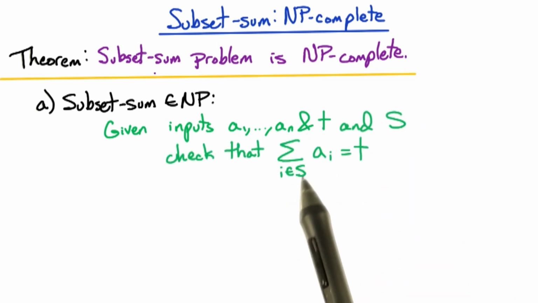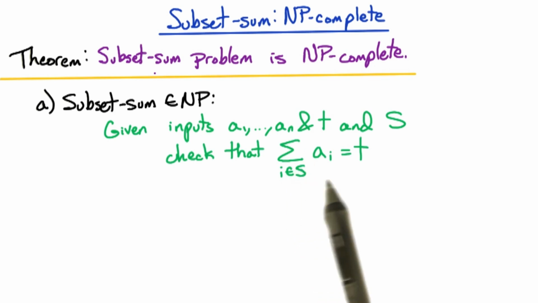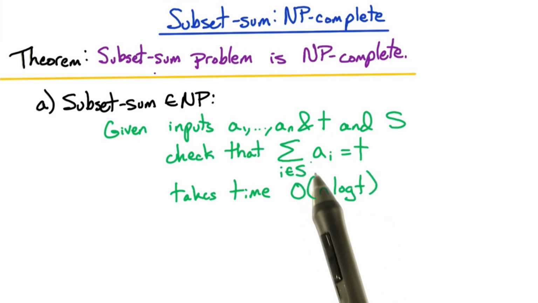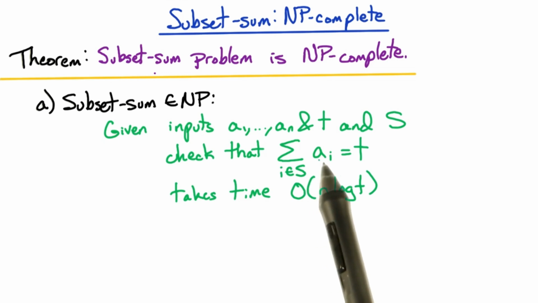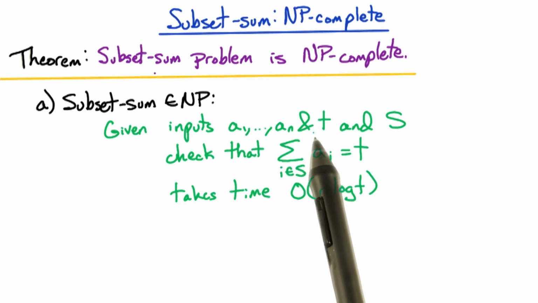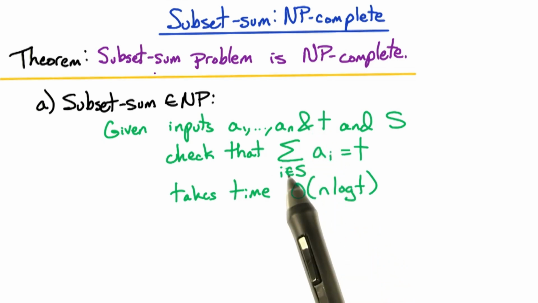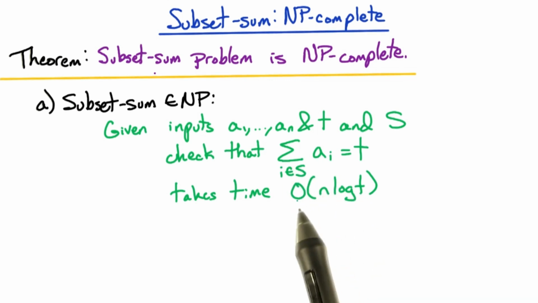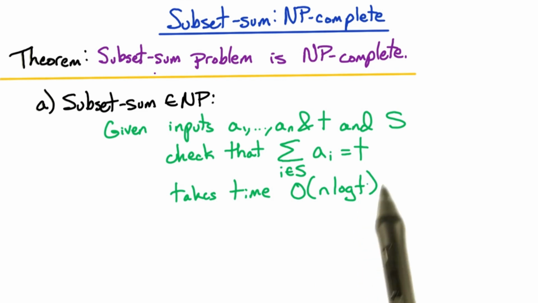Then we check that the sum over the integers in that subset equals exactly t. How long does it take to compute this sum? Well, there are at most n numbers there, so there's order n time. And then how long is each number? Well, each number is at most log t bits. So to sum these up takes at most order n times log t time. Notice this is polynomial in the input size, so we can verify solutions in polynomial time.